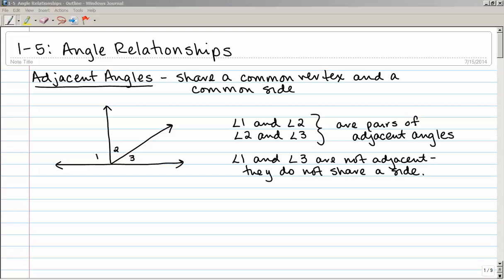So, for example, in this diagram, angle 1 and angle 2 are a pair of adjacent angles. Angle 2 and angle 3 are another pair of adjacent angles. But angles 1 and 3 are not adjacent, although they share a vertex. They do not share a common side.